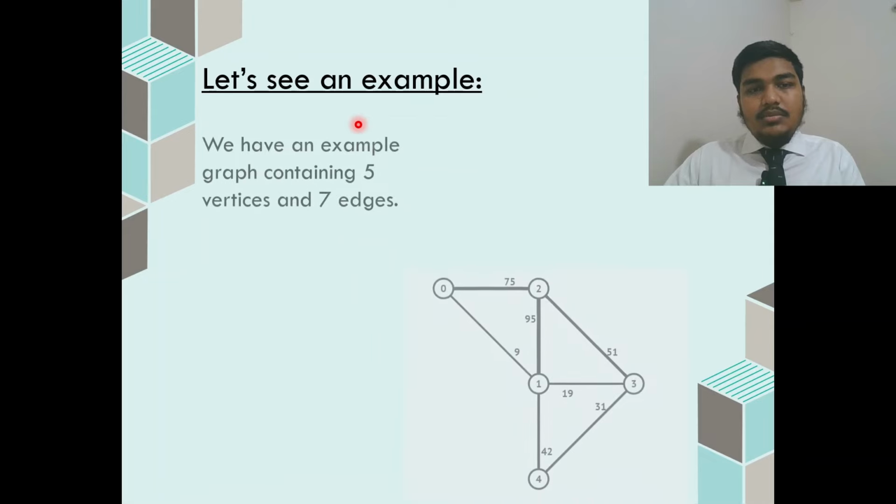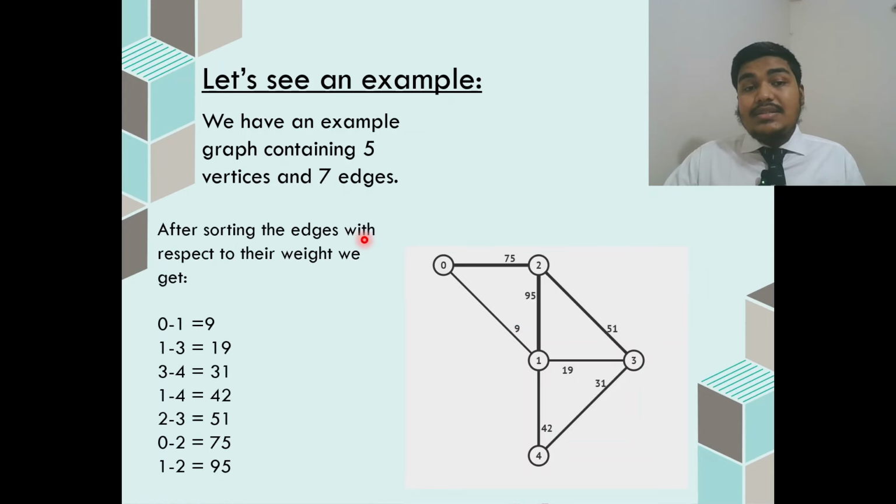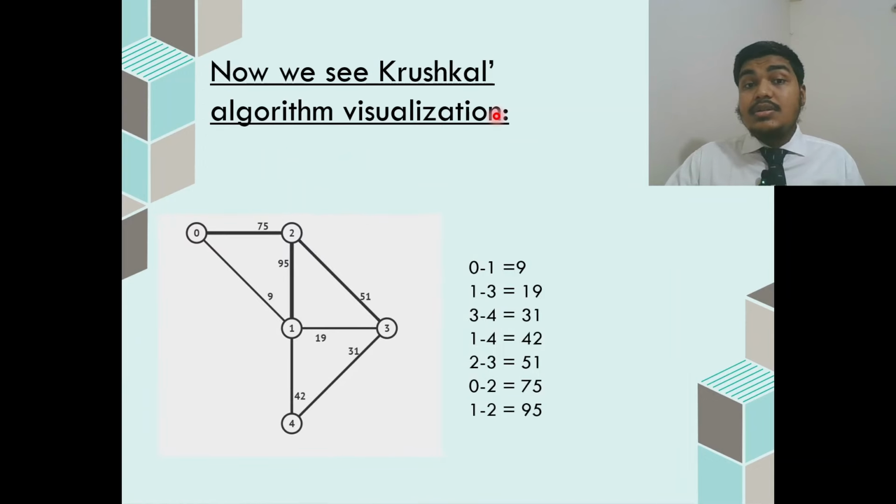So let's see an example. Here we are given a graph that has 5 vertices and 7 edges. So after sorting the edges with respect to their weight, we get these values. We have sorted these in ascending order. Next slide. Now let's see the Kruskal's algorithm visualization.